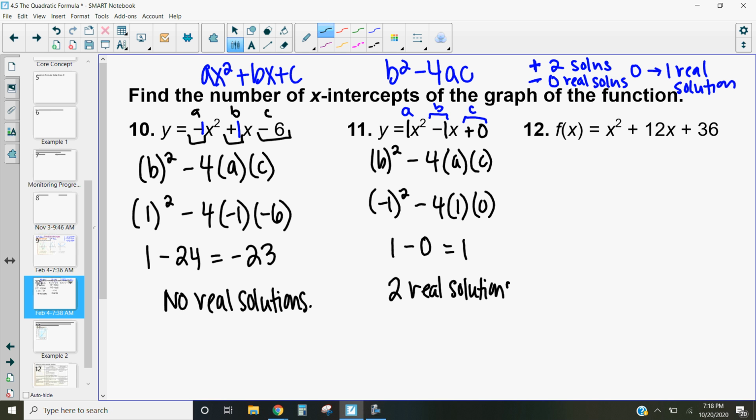Now, I want you to figure out the number of solutions for this last one on your own. So remember to use our discriminant. So we need to substitute in our b squared minus 4 times a times c, and we're going to use that to determine if there's 2 real solutions, 0 real solutions, or 1 real solution. So go ahead, pause the video, figure it out on your own. When you finish, unpause the video, and we can go over it all together.